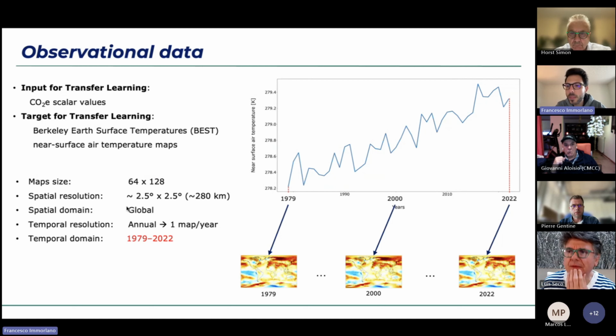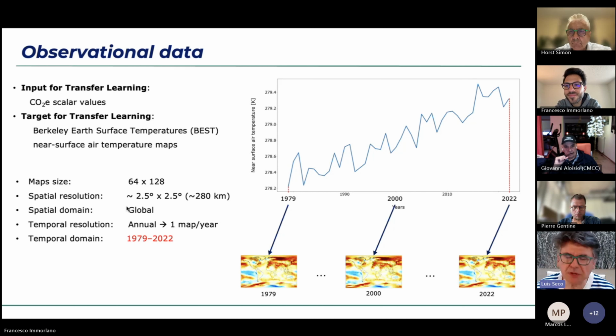So again, ESGF nodes for CMIP6 data, the Berkeley group for the observational data, and the reduced complexity model for the CO2 equivalent. Yes. So the CO2 scalar values, they come from where? They were simulated by a reduced complexity model, basically an emulator of a global climate model, which simulated the effective radiative forcing.